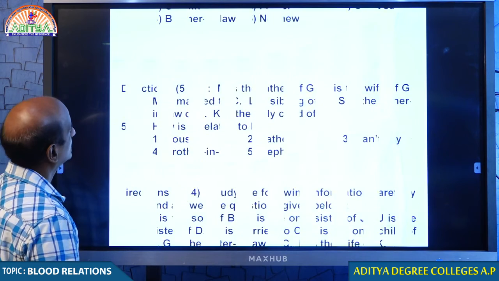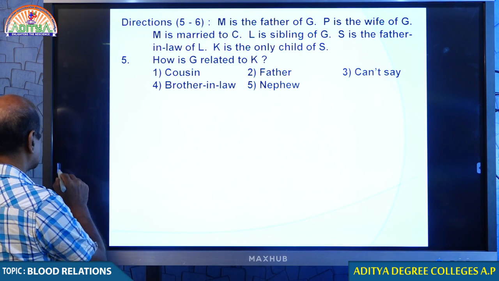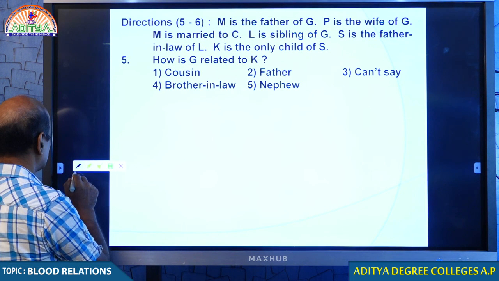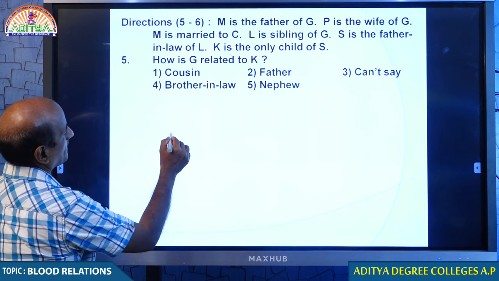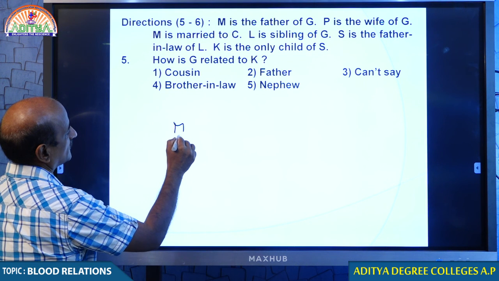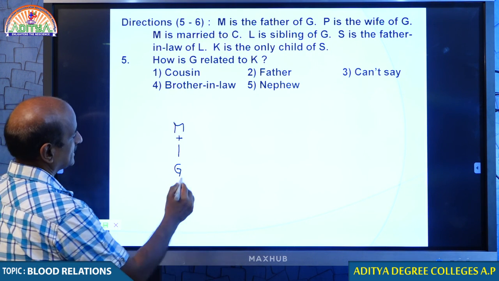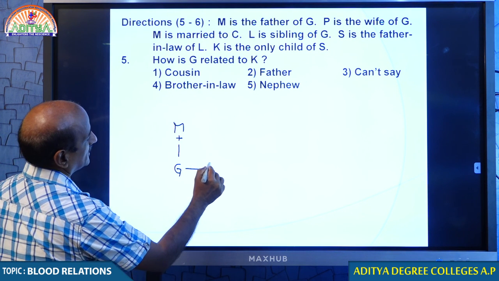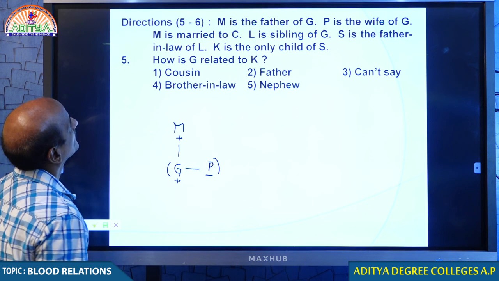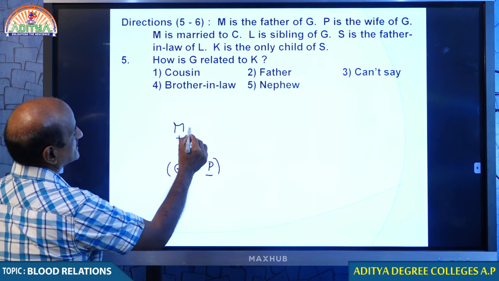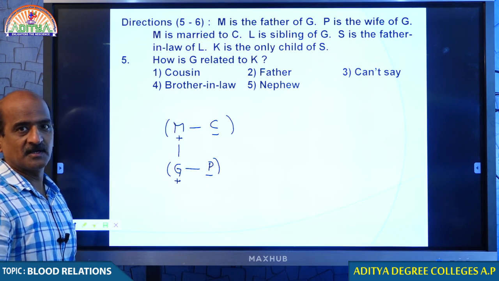Questions 5 and 6 depend on this particular information. Come on student, here we go. M is father of G. Then P is wife of G. Because P is wife, G must be husband. Then M is married to C. Because M is male, C must be female.